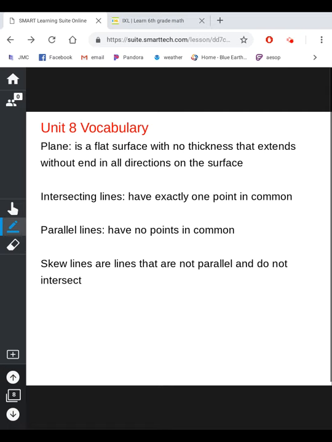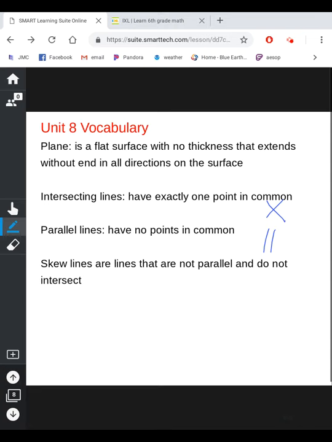So our first vocabulary word is a flat surface. So a plane. A plane is a flat surface with no thickness and that extends without an end in all directions on the surface. Intersecting lines have exactly one point in common. Parallel lines have no points in common. So intersecting lines would be like crossroads or an X. They have one point in common. Parallel lines would be the two lines that go side by side but never cross. So think of a train track.